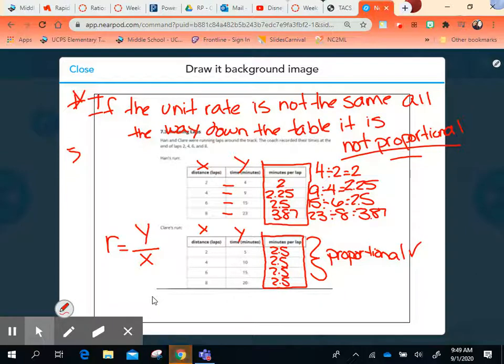So if I were to ask you a question, is it proportional or is it not? Is it proportional? You would say yes. Is it not proportional? You'd say no. Make sure you click submit.